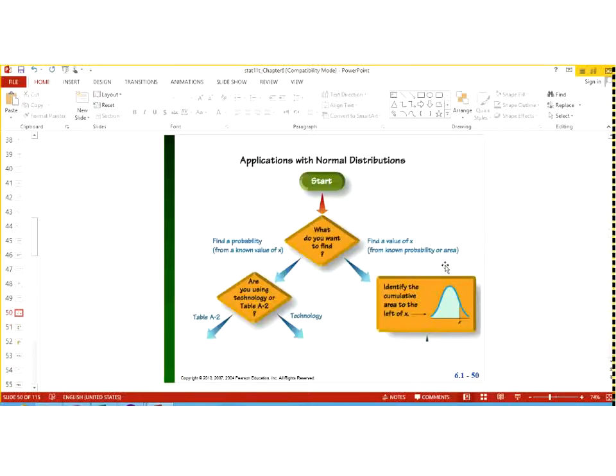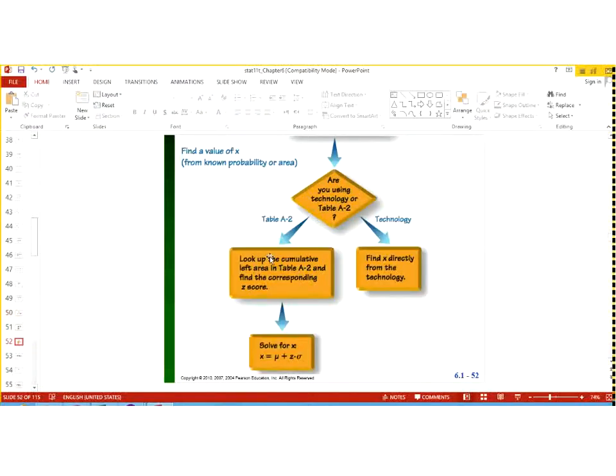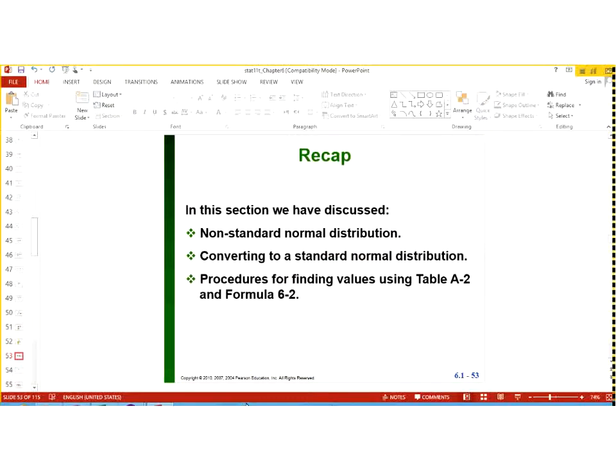But if you want to find the value of x from a probability or area, you have to identify the cumulative area to the left of x. Then you check if you can use the table only or the technology. Of course, with technology you find x directly. But if you use the table, look up the cumulative left area in Table A2, find the corresponding z-score, and then solve for x using the equation mu plus z times sigma.